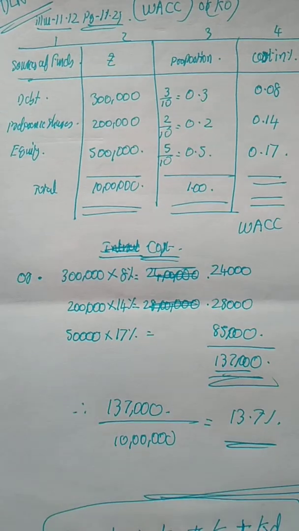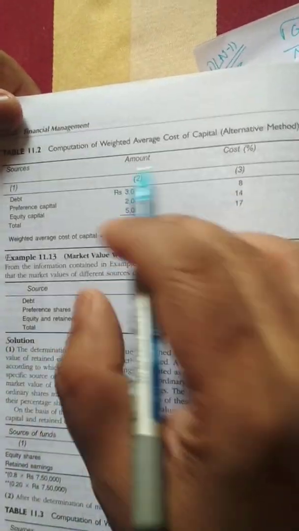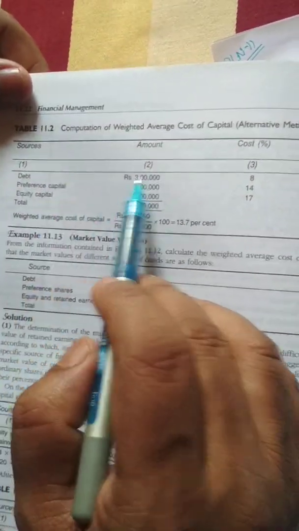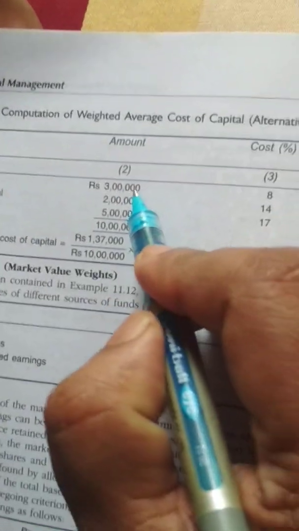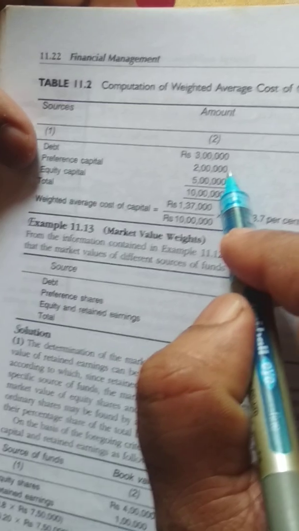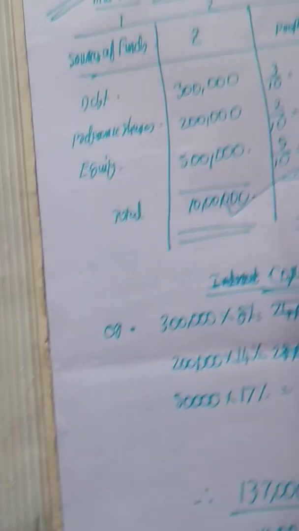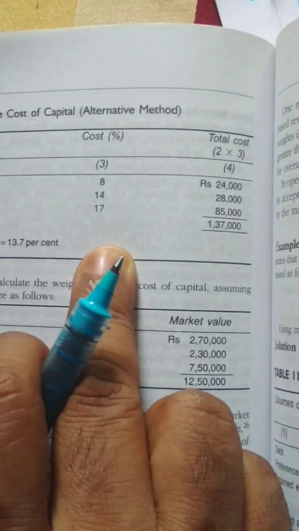Let us consider one example on weighted average cost of capital. The company's various sources of finance are given. A company had taken 3 lakh debt, preference capital 2 lakh, equity capital 5 lakh. So the total capital of the company is 10 lakh, which is given in the question. And its cost in percentage is given.